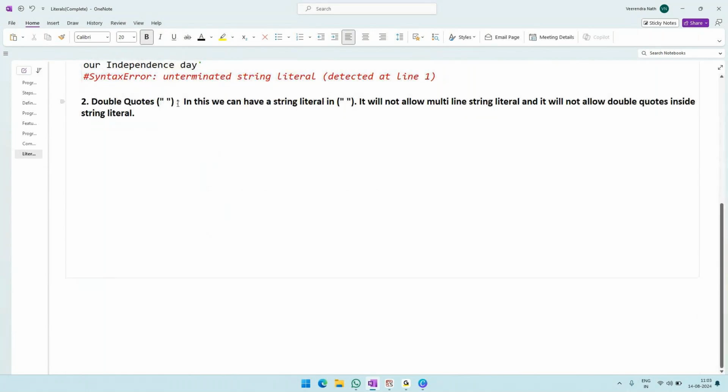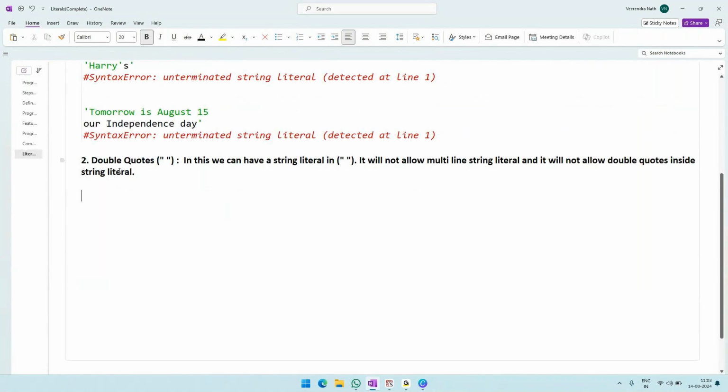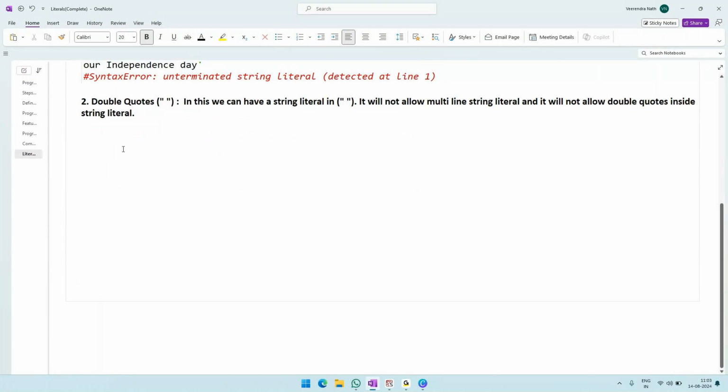So double quotes means in this we can have a string literal in double quotes. It will not allow multi-line string literals, and it will also not allow double quotes inside the string literal. So this is double quotes for you. Now let us see what are valid and what are invalid.